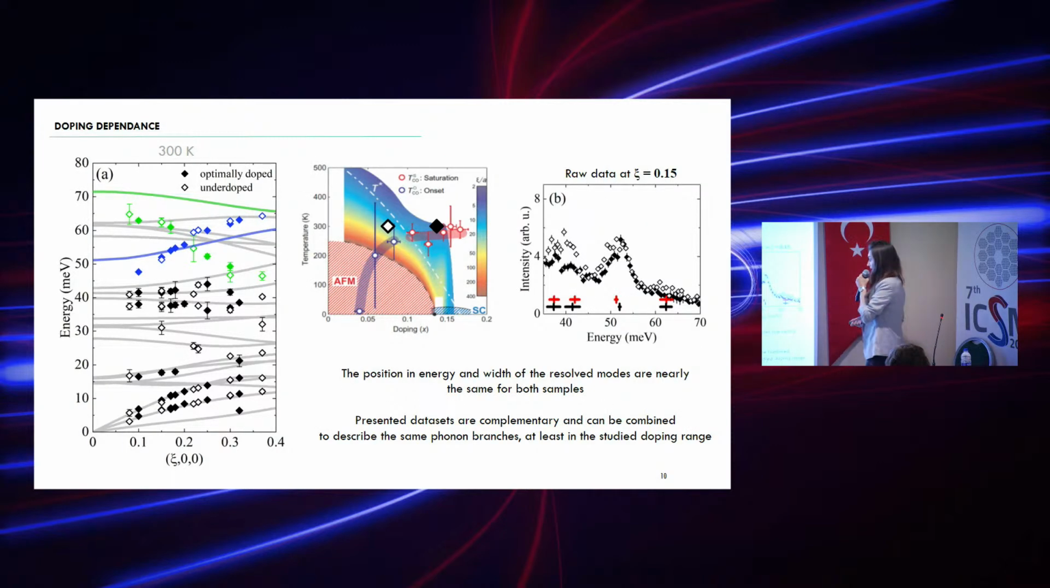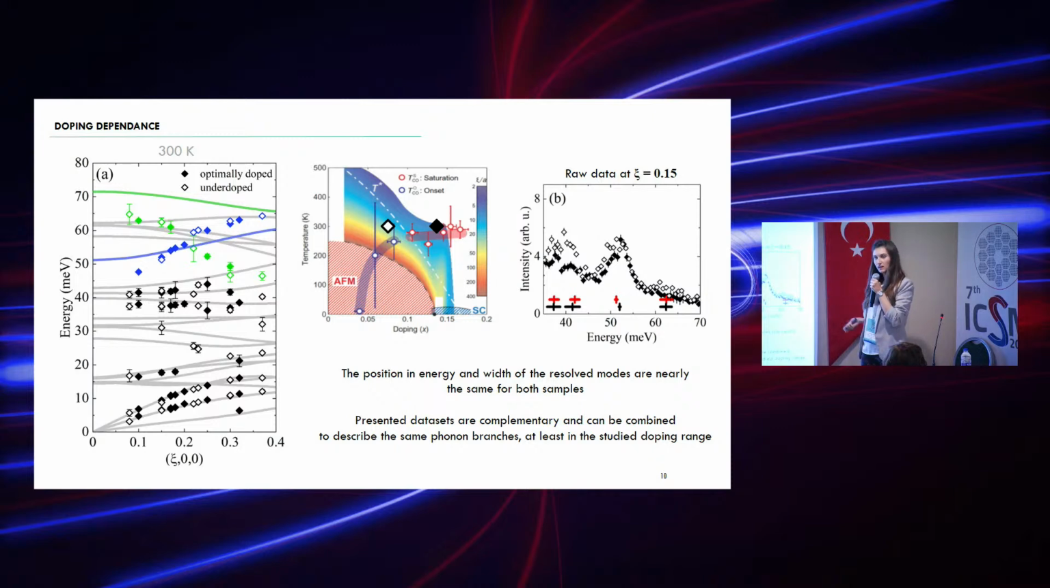Now I'm adding to the previous picture points for the underdoped sample. And as you can see, they are at pretty similar places. So these two data sets are very similar within experimental error. So they can be named as complementary.